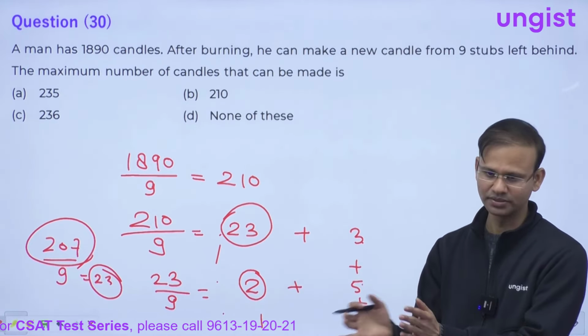Yes everyone, it's clear. 236 is the final answer. 210 plus 23 plus 2 plus 1. Right? This is 236. Yes guys, it is done.